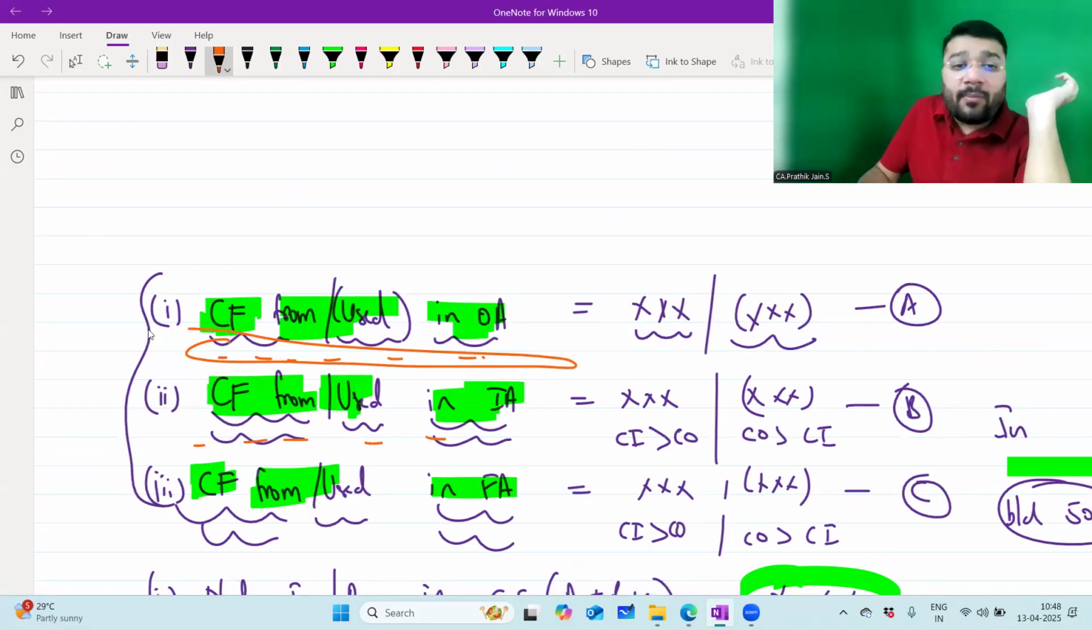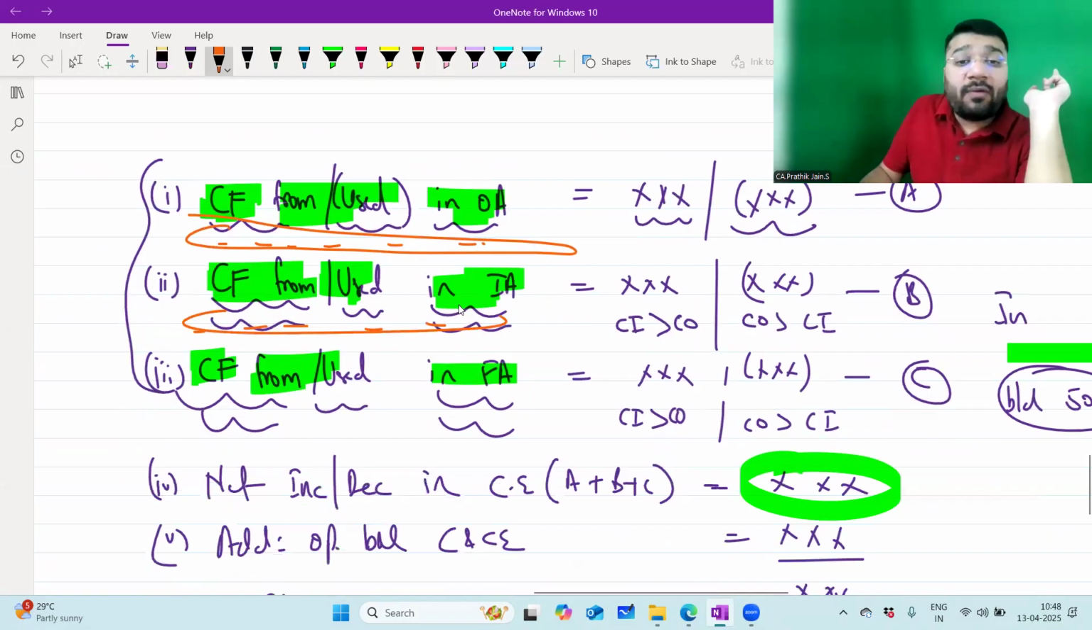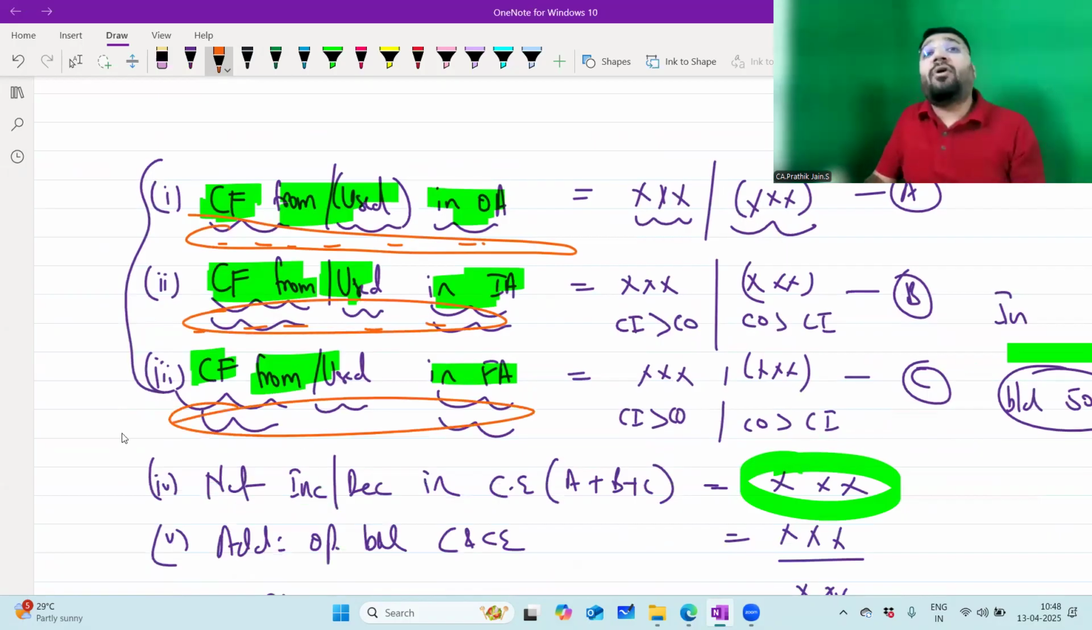Now, cash flow from operating activity can be prepared in two methods. One is the direct method, second is the indirect method. Whereas cash flow from investing and financing activity, always by default it is the direct method. So any difficulty in understanding the outline structure first of all?